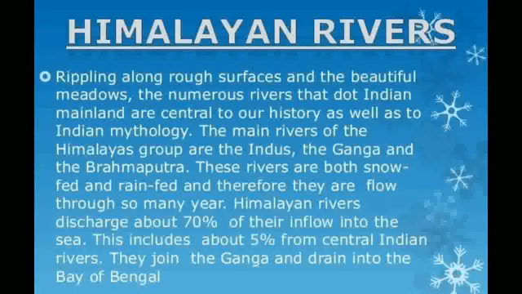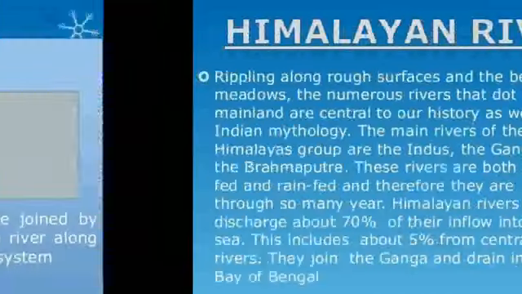The maximum volume of the water in these rivers is discharged into the seas, 70% is the ratio. It also includes 5% water from the central Indian rivers. There are some rivers from the peninsular region which join the Ganga, and that's why I am saying that the 5% water which is discharged into the seas includes water from the central Indian rivers.